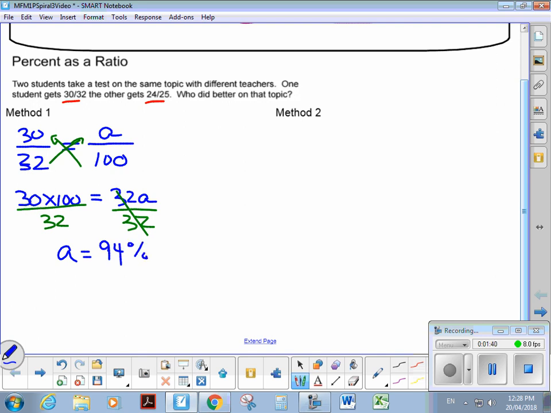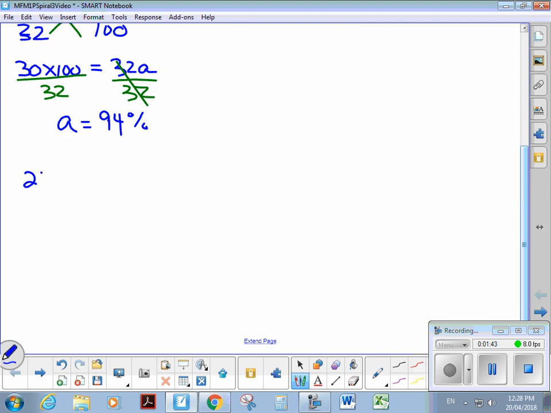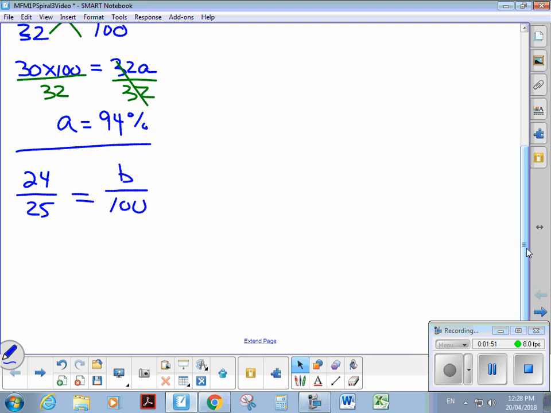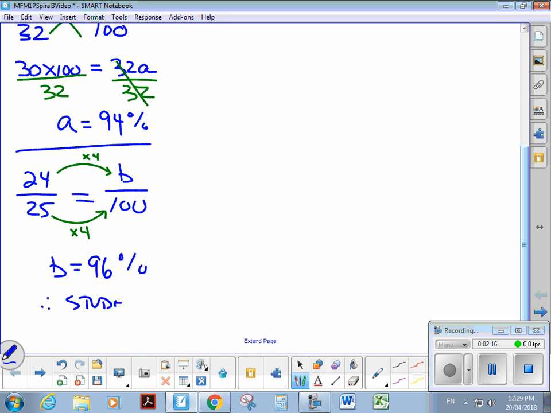All right. The other student got 24 out of 25. Again, we set it up as out of 100, and I'll call it B this time. And now we can see a bit of a shortcut here, because can I make 25 into 100 easily? And the answer is yes. I just multiply it by 4. Whatever you do to the bottom, you do to the top. So if you see that ratio jump out at you right away, you can use that particular method. So that would mean that B equals 96%. So therefore, student 2 did better.